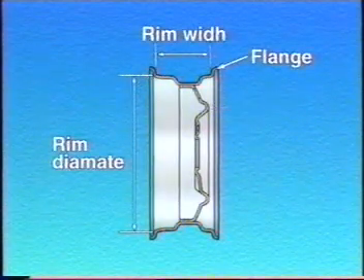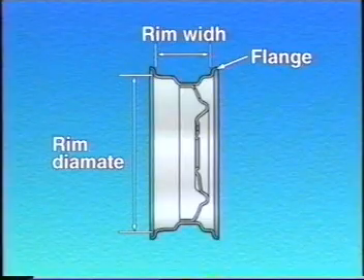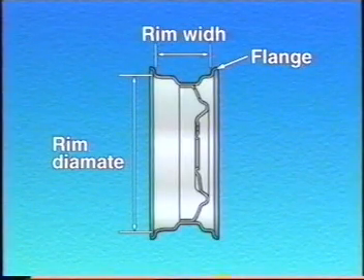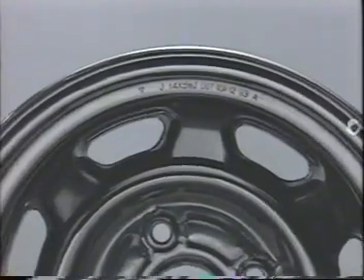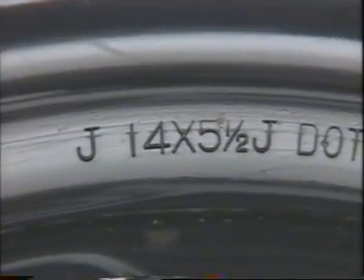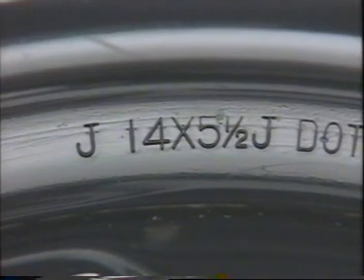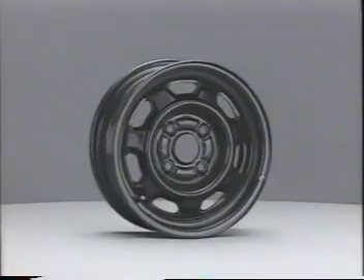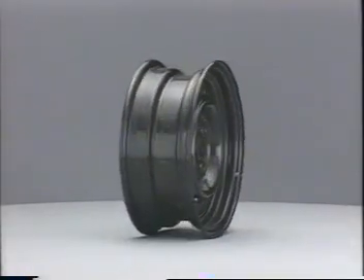The size of the disc wheel is represented by the rim diameter, rim width, and the shape of the flange. In this example, the rim diameter is 14 inches, rim width is 5.5 inches, the shape of the flange is of the J type. Other points to watch in the size of the disc wheel are the offset and PCD.